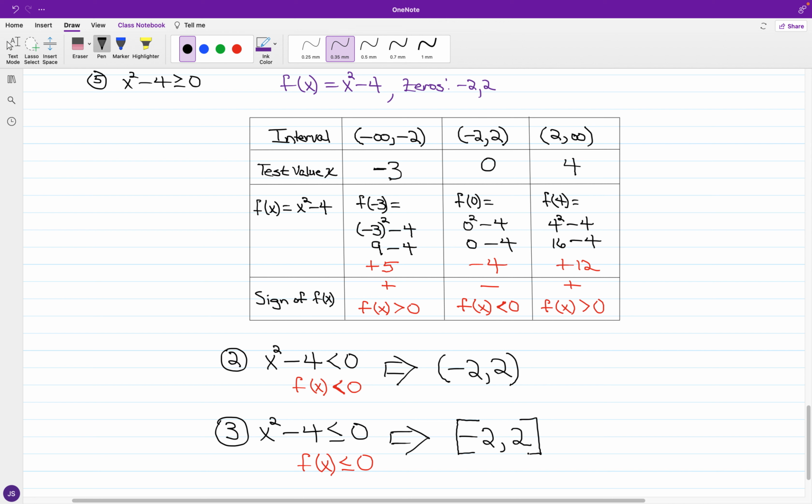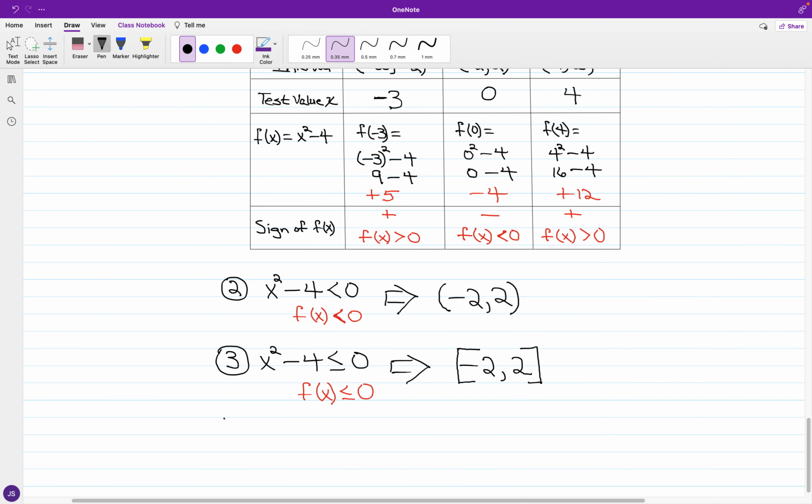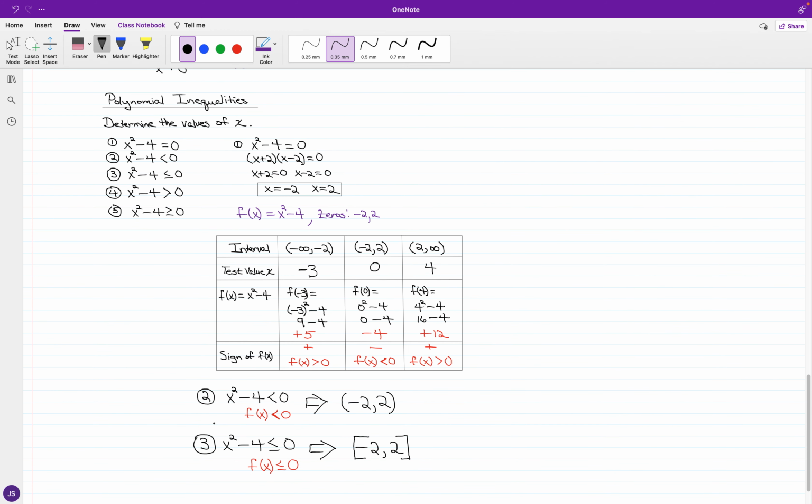Okay, so since we have negative and positive 2 included, that means we're going to have brackets to go around those values. And for the case of the next statement, I'll just bring this over. Now we have x squared minus 4 is greater than 0.